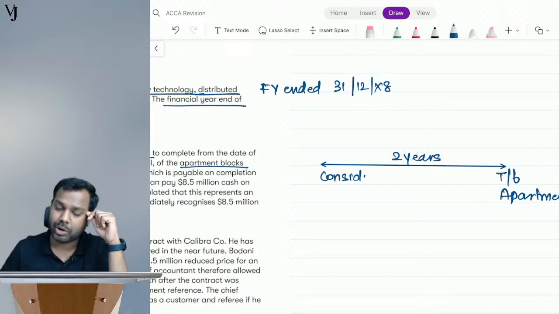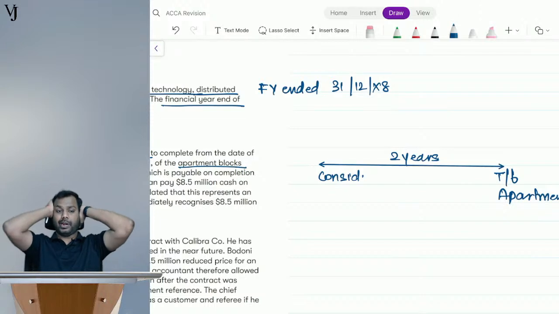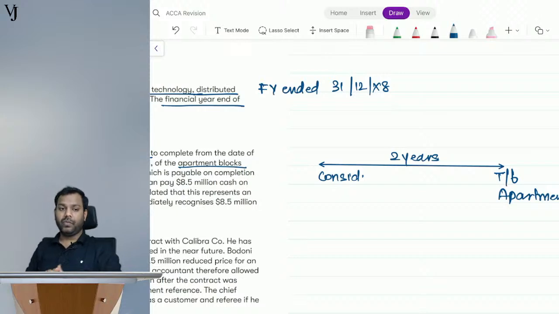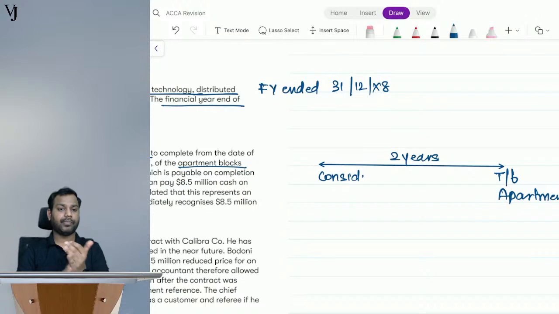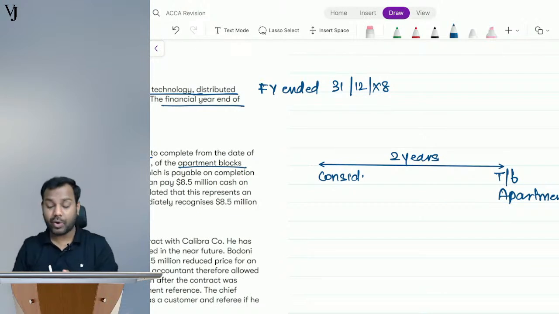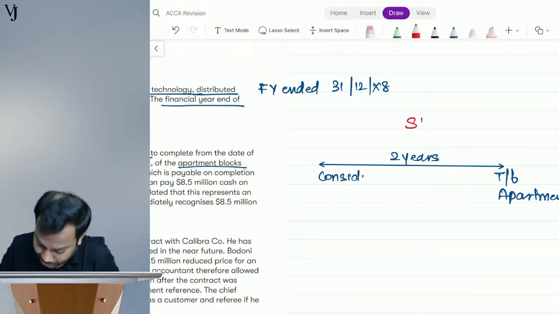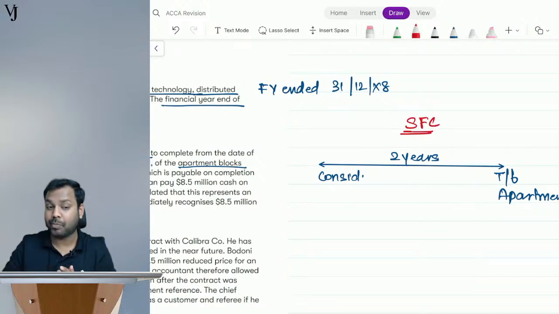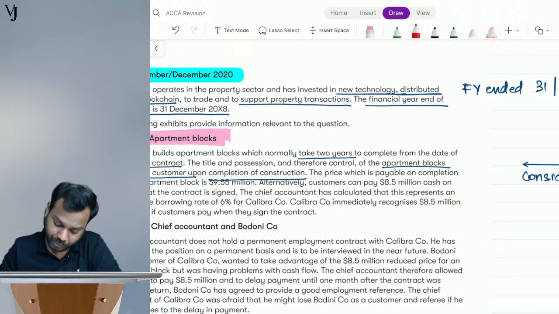Tell me which concept will apply here. Let me see who can answer it correctly. Which concept do you think will apply? Your SFC, Arun, wonderful answer Arun. Significant financing component. The gap is more than 12 months. Wonderful answer Nutan.